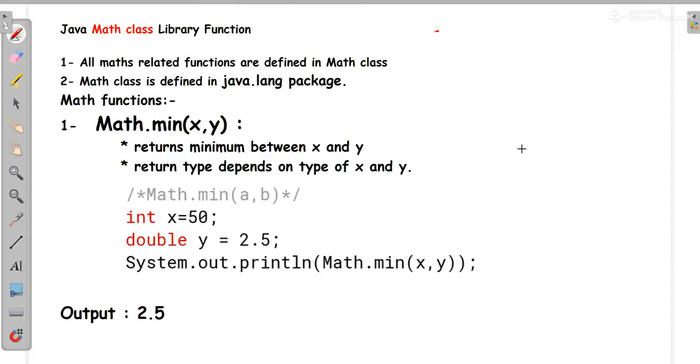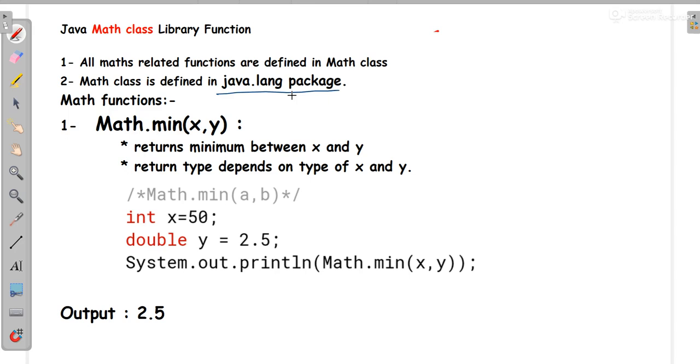I want to discuss Java Math class. First of all, I want to give you the introduction. All the math related functions and methods are stored inside this class, and this is a part of the java.lang package. Please remember and make a note of it. Whatever I am teaching, you need to note down in your copies as well.